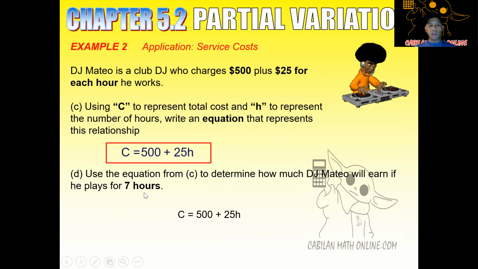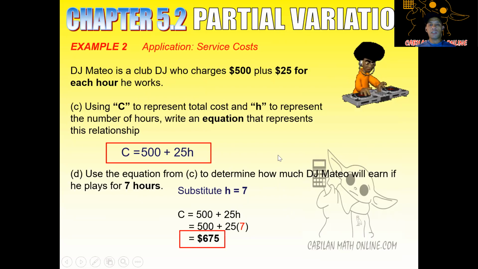So what we need to do here is to take this 7 and then substitute it in for the letter H. Now remember, when you substitute a number in for a variable or letter, always just put brackets around it. And if you put that in your calculator carefully, you should get a final answer there of $675.